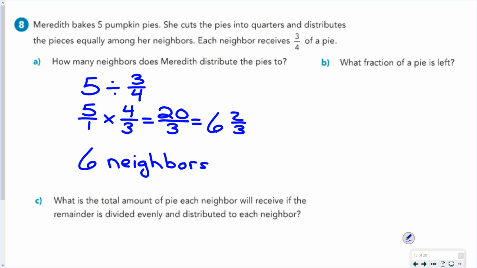So what fraction of a pie is left? Very similar to what fraction of a stick is left. Well, each neighbor gets 3/4 of a pie, and you have enough pie for 2/3 of a neighbor. The 3's cancel out. Divide both 2 and 4 by 2. 4 becomes 2, 2 becomes 1. So we have half of a pie.